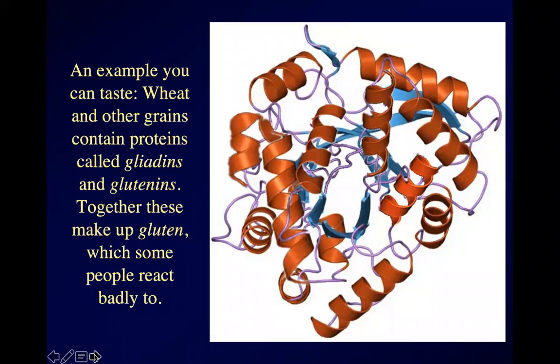Gliadins join together with themselves and with other proteins called gluteinins. And collectively, they make up what we call gluten. Gluten is a mixture of proteins that's found in plant seeds, in particular in wheat and barley and rye and things like that. And I'm assuming you've heard of gluten because there are people that react very badly to gluten.